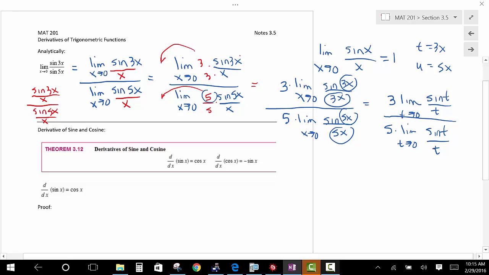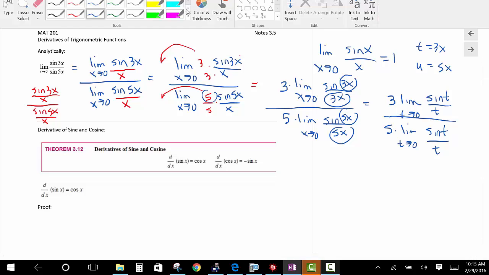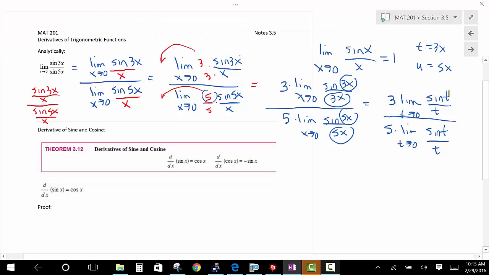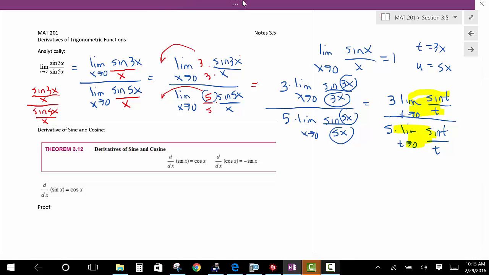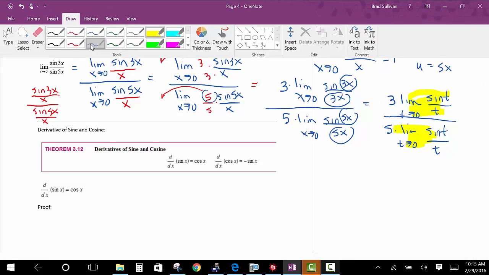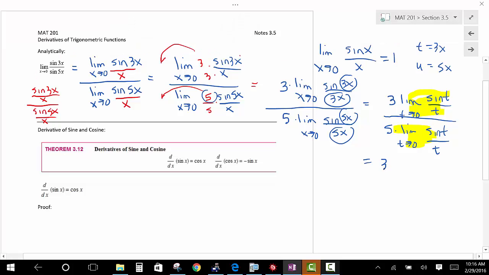Okay, now here's what you got to see. And you're going to have to study and think about this a little bit. But what is the value of that limit that I'm highlighting right there? That's 1. Good. Same thing with this. That's 1. So what you'd end up getting then, when you put this all together, is 3 times 1 over 5 times 1. So it's 3/5. And by the way, 3/5 is 0.6. Okay, that's what the algebra did.